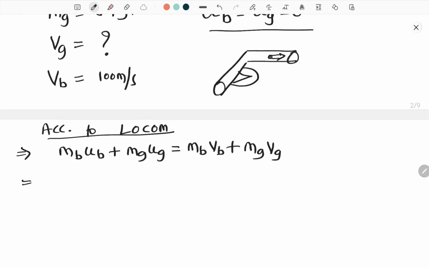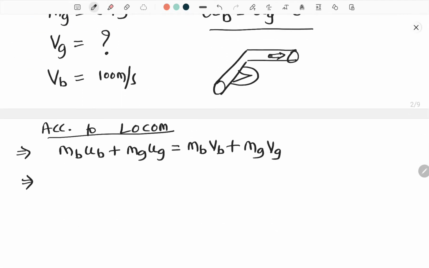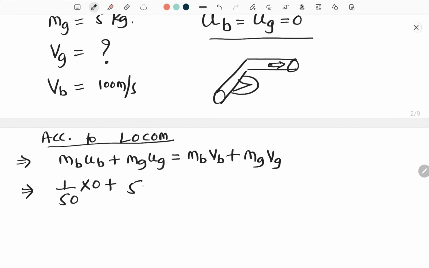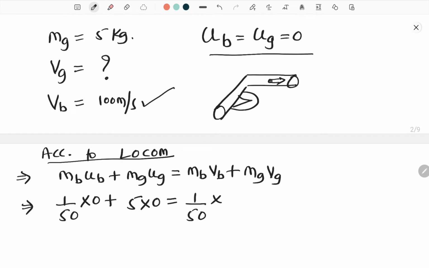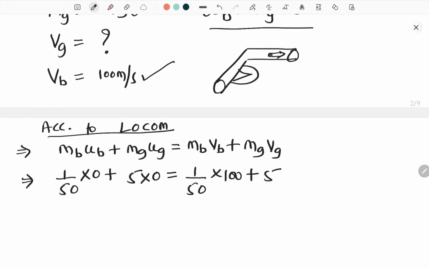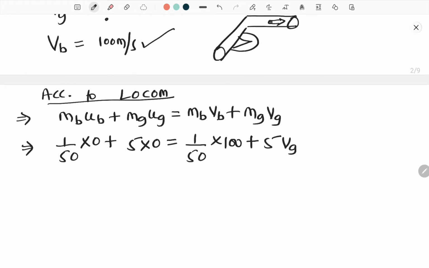Correct, no? So now mb, the mass of the bullet, is 1 by 50. 1 by 50 into 0 plus the mass of the gun, which is 5 kg, so 5 into 0. And again the mass of the bullet is 1 by 50, and into the final velocity of this bullet, which is given. How much is that? That is 100, plus the mass of the gun, 5 kg, into Vg, the velocity of the gun. So the left side becomes 0, and that is equal to 50 ones are 50, 2. So it becomes 2 plus 5 Vg.